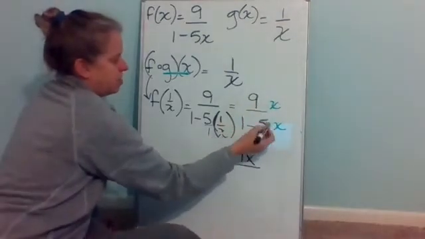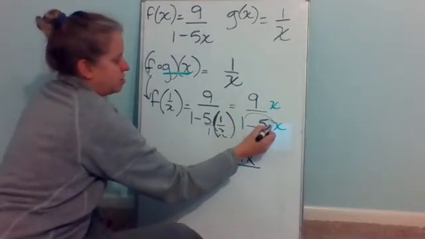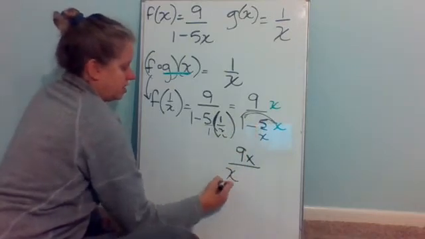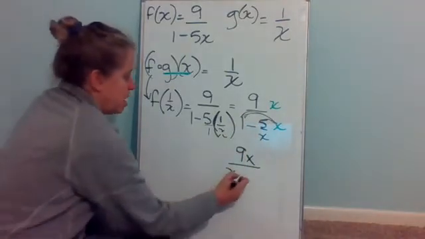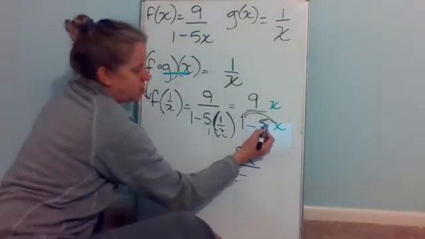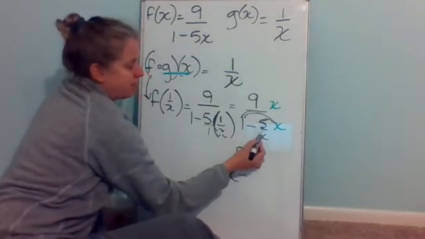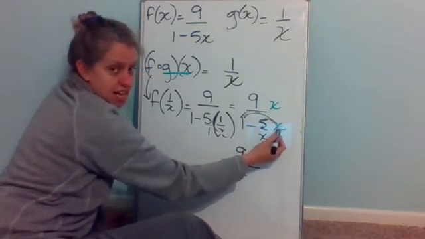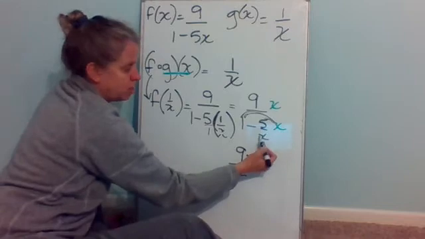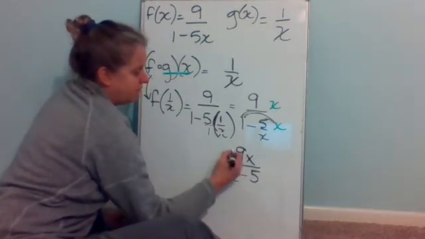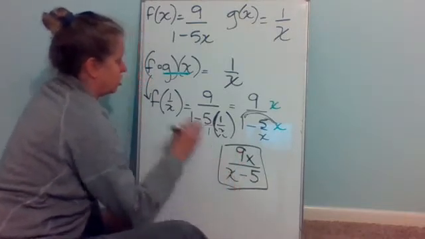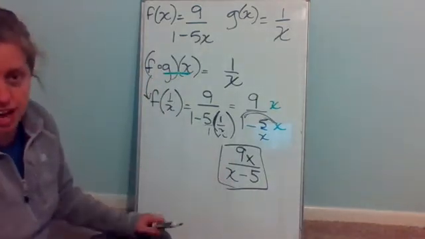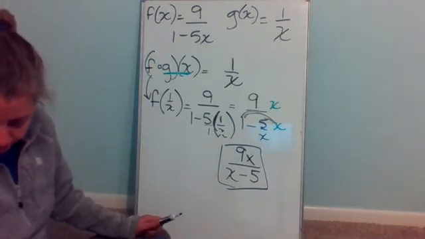So that's a carry multiplying the top. Now this x comes to both of these down here. So let's see, x times 1 gives me x minus, here's why you did it. When you multiply x times 5 over x, the x's actually cancel each other out. So you're just going to be left with minus 5. And that is your answer to f of g of x, 9x over x minus 5.